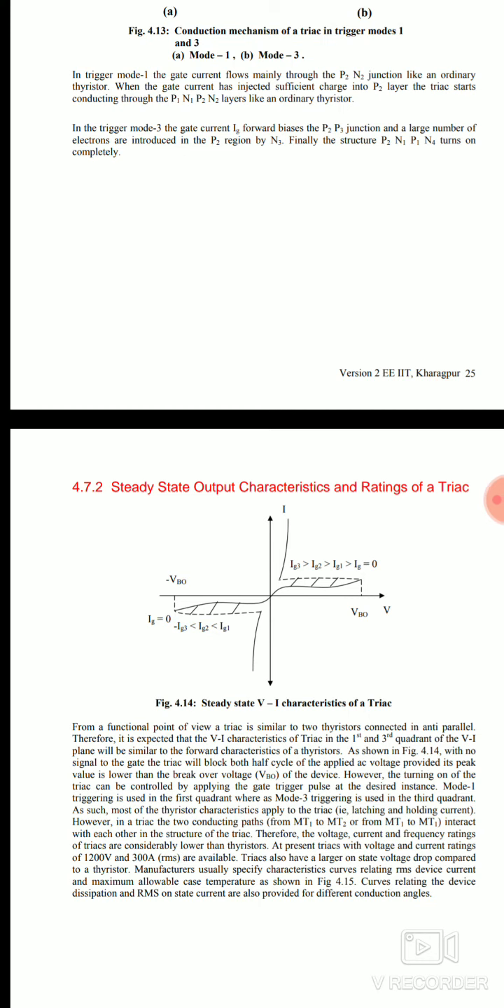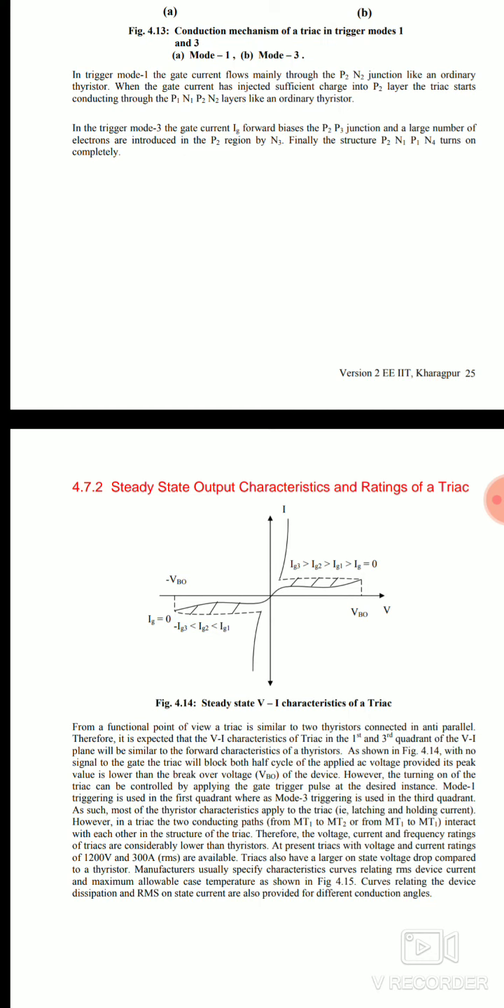Figure 4.1 shows the VI characteristics of the triac. The triac functions like two thyristors connected in anti-parallel. So the VI characteristics of the triac in the first and third quadrants will be similar to the VI characteristics of the thyristor. When terminal MT2 is positive with respect to terminal MT1, the triac is said to be in forward blocking mode. A small leakage current flows through the device when the voltage is lower than the breakover voltage of the device. And in this condition, the triac turns on.